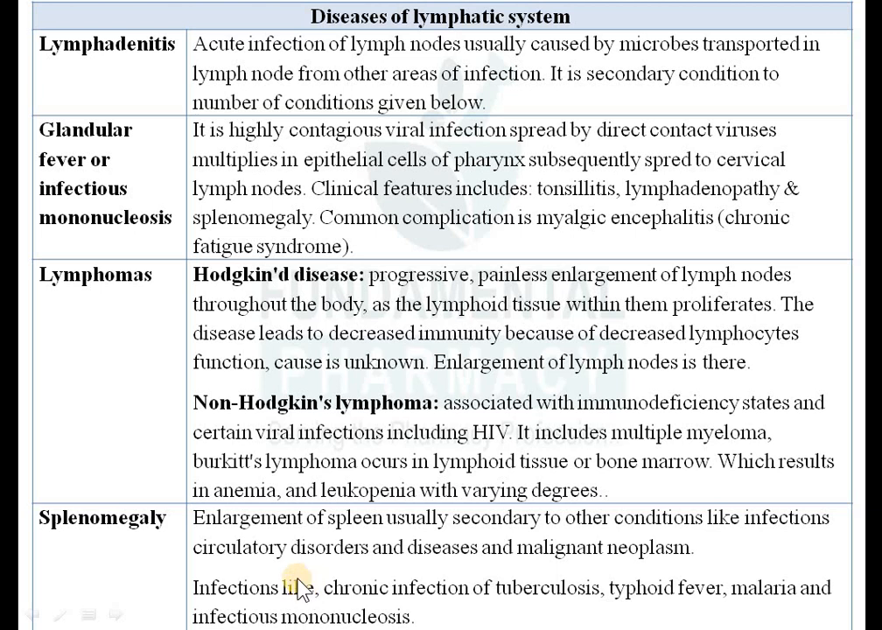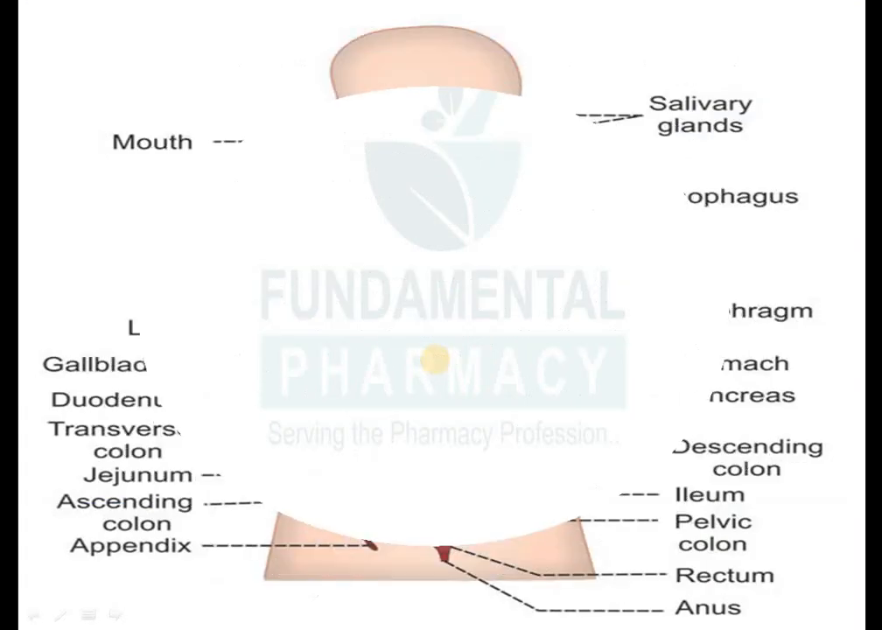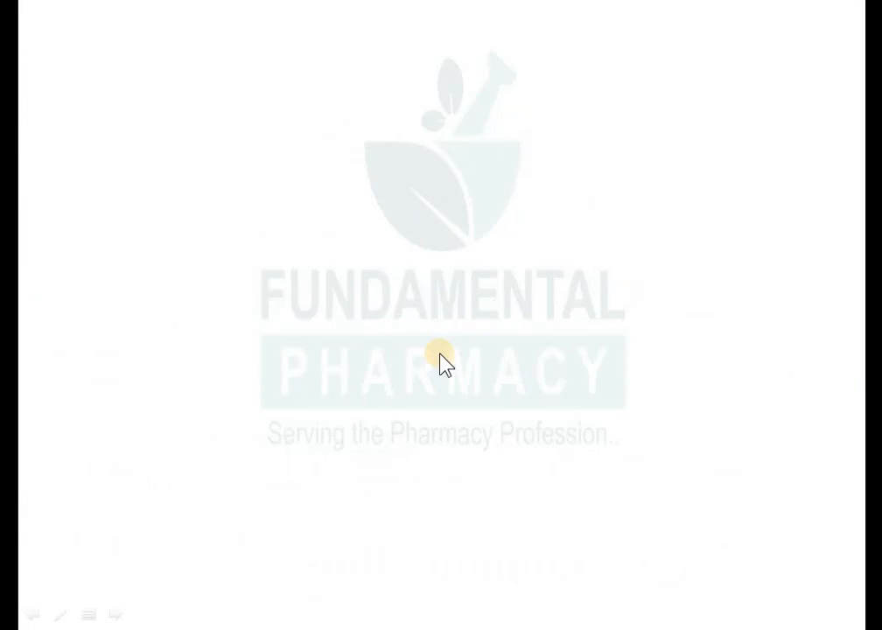Then splenomegaly means what? Enlargement of the spleen is nothing but splenomegaly, due to secondary infection. Secondary infection में दूसरा कुछ infection हो गया आपको, उसकी वजह से अगर spleen का size बढ़ गया तो उसको बोलते हैं splenomegaly. It may be because of different infections like tuberculosis, typhoid, malaria. अगर किसी को TB हो गया, टाइफाइड हो गया, फिर मलेरिया हो गया, तो उसका स्प्लीन एनलार्ज होगा, तो डॉक्टर चेक करता है कभी पेट में हाथ लगा के. That is splenomegaly. So it was about the lymphatic system.